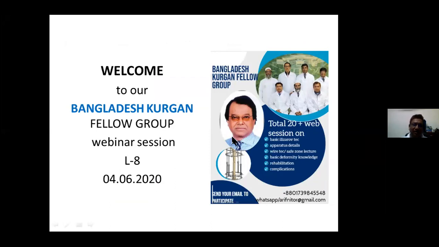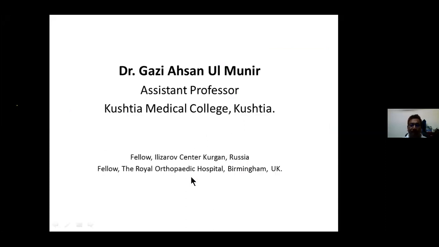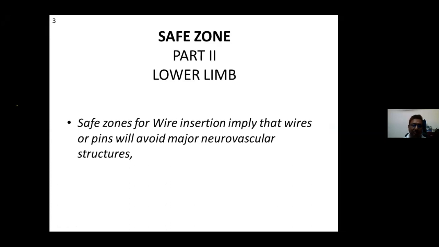Thank you. Assalamu alaikum and good afternoon. Welcome to our Bangladesh Ilizarov Fellow Group webinar session, Lecture 8. Already we have learned about the basic Ilizarov frame and its components, also the safe zone of the upper limb from the previous lectures of Dr. Setu. Today, I, Dr. G A Munir, will talk about the safe zone of the lower limb. What is a safe zone? Safe corridors are areas through which pins and wires can be safely inserted without injuring the major neurovascular structures.